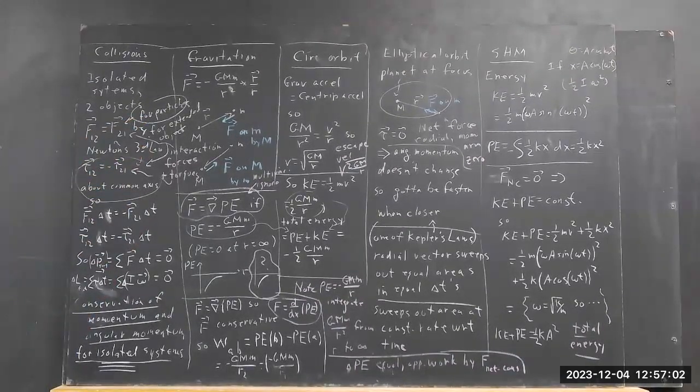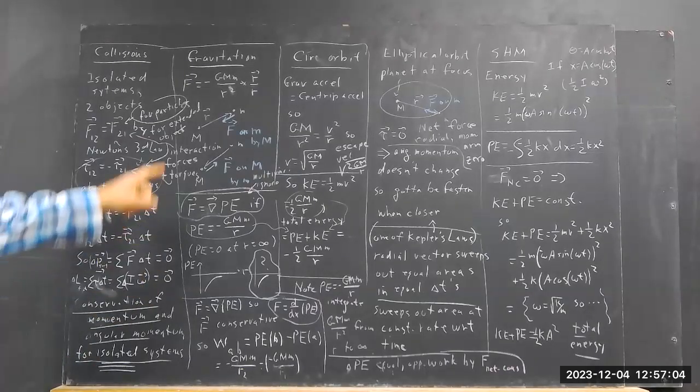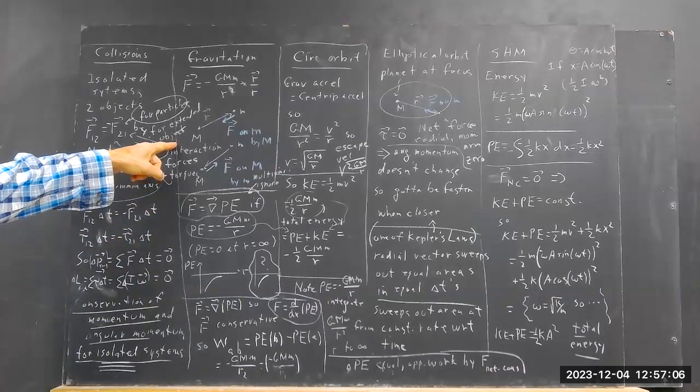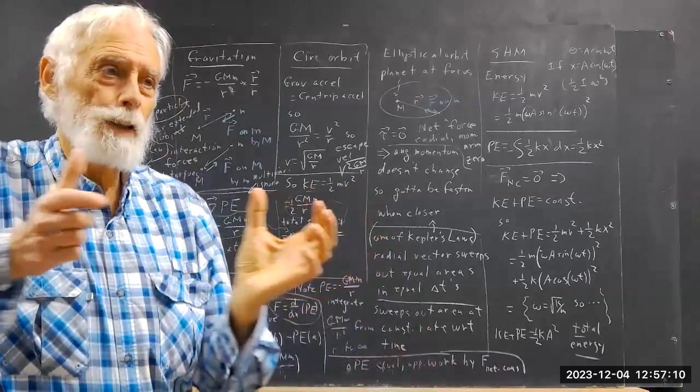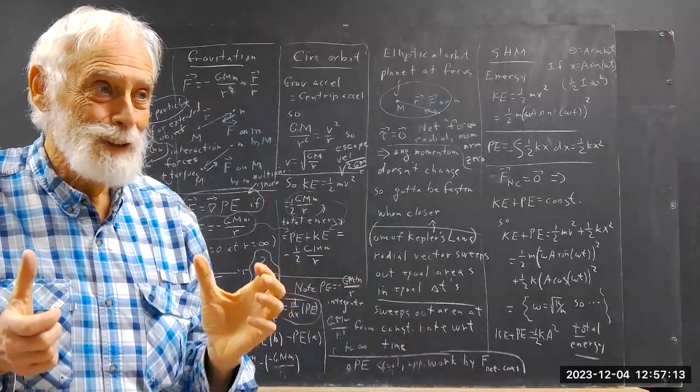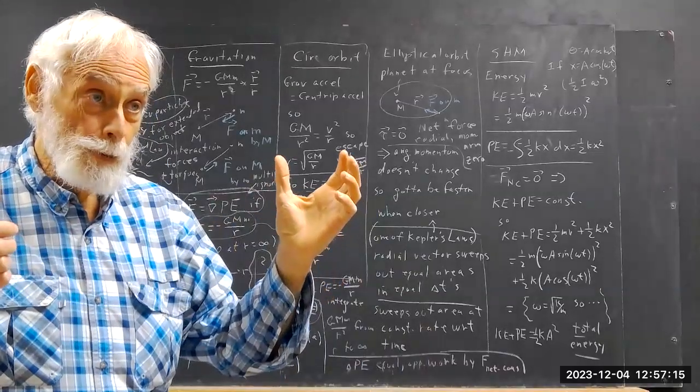Okay. So for particles, it works. And it's true for extended objects too. Okay. Two irregular asteroids collide in intergalactic space. They exert equal and opposite forces on each other.